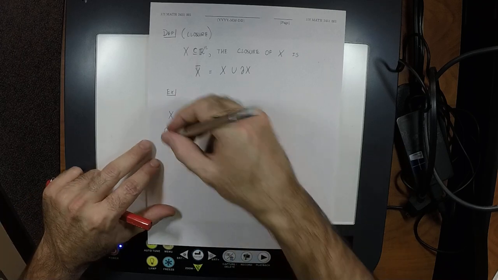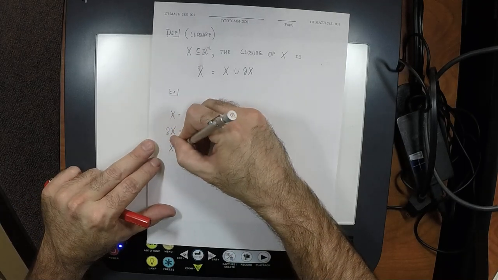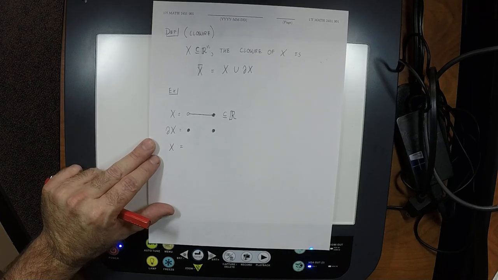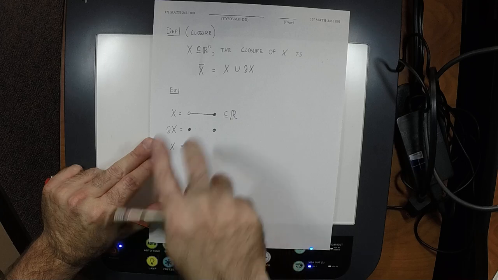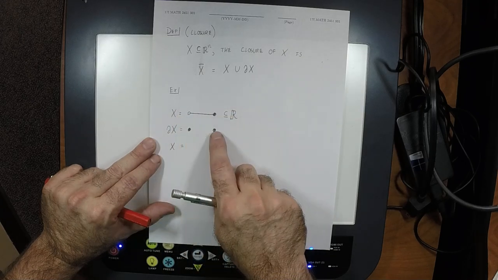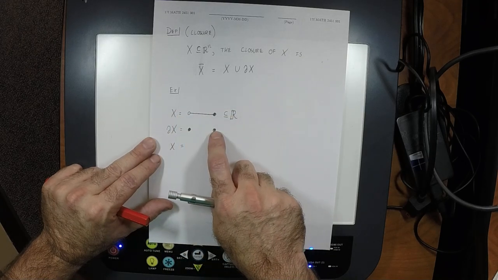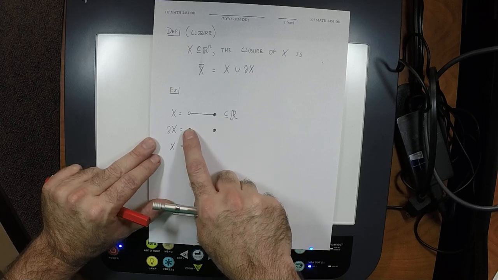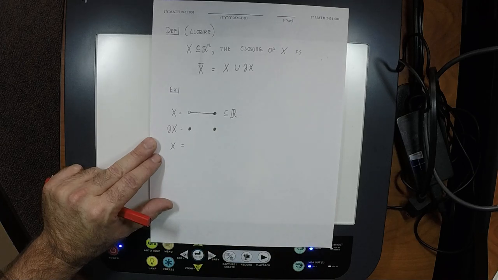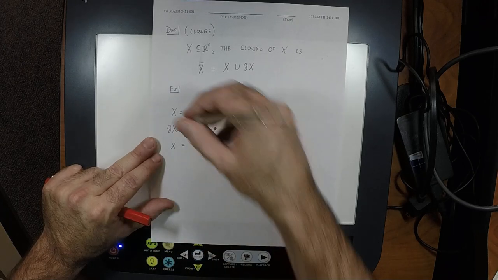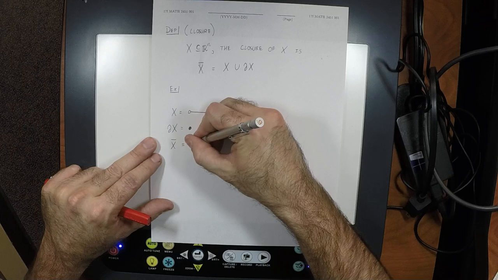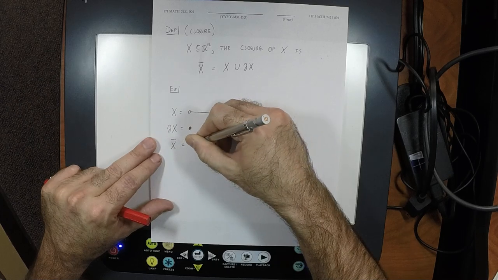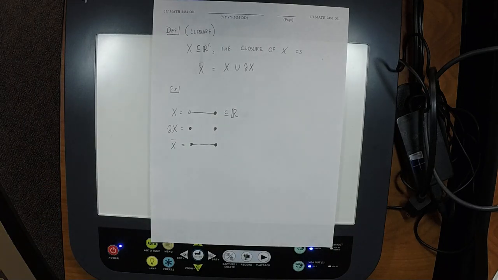Then, what's the closure of X? It's all of X, and then we'll add this point. We'll union in this point, but it's already there, so that does nothing. And then we'll union in also this point, and that does affect it. Yes? Yes, thank you. X closure is this. That's interesting. Okay.